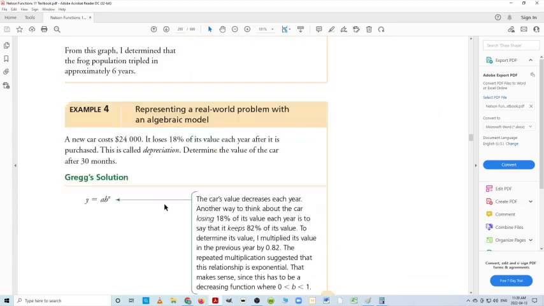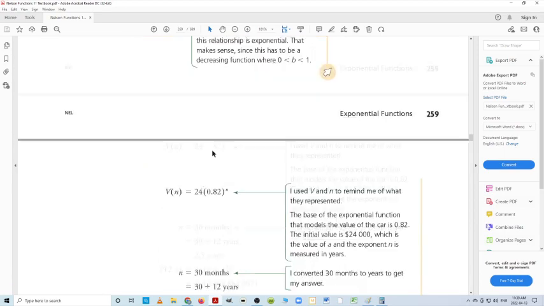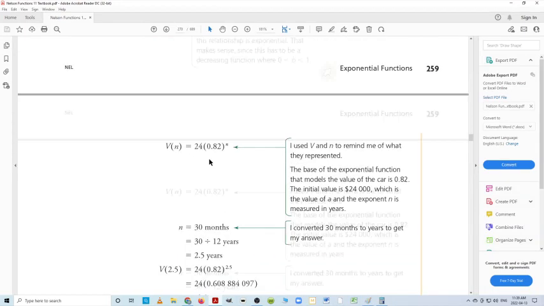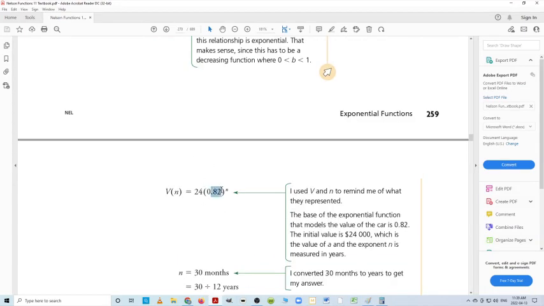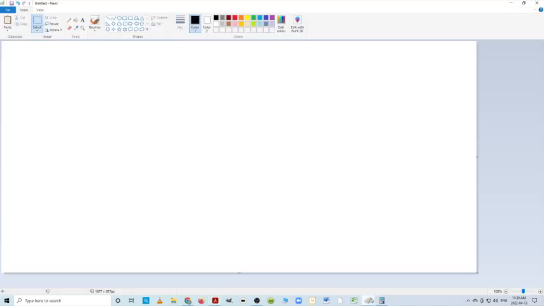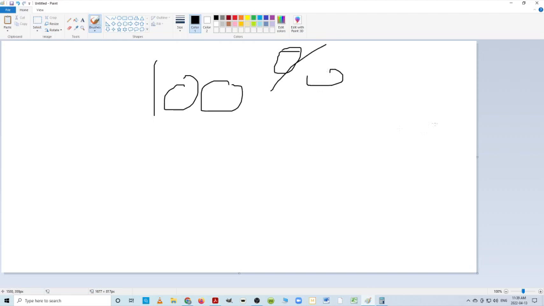And they do this with cars. Cars depreciate. In other words, they go down in value, which means they're a decay curve. And you do a depreciation. How do you mathematically figure out a depreciation? Well, something is worth 100% in the beginning. And let's say it goes down by 10% in value each year.